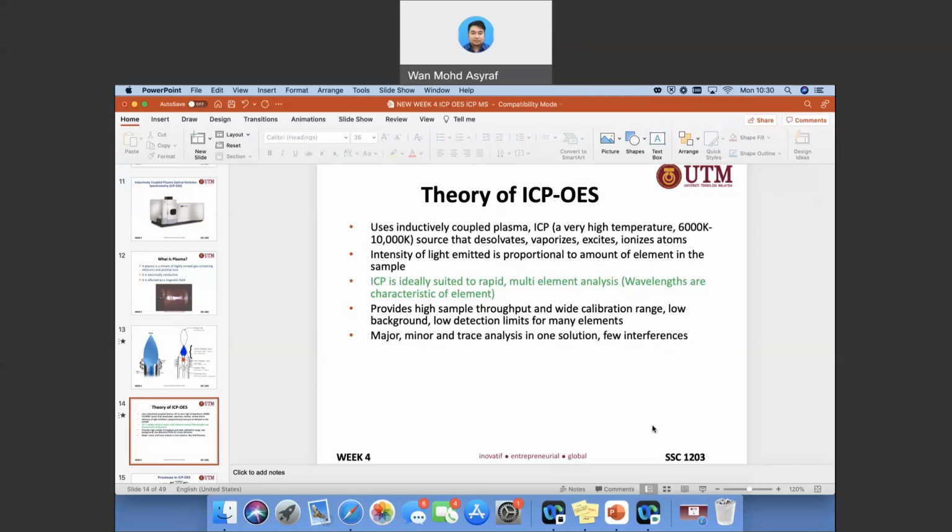So ICP is ideally suited for rapid multi-element analysis. So this is what we've mentioned before. AES over AAS. So with AES, you will be able to excite, and then you will be able to detect all of the elements simultaneously. It provides high sample throughput with a wide calibration range, low background and low detection limits for many of the elements. So it can be used for major or minor, but it is usually used for trace analysis with few interferences.